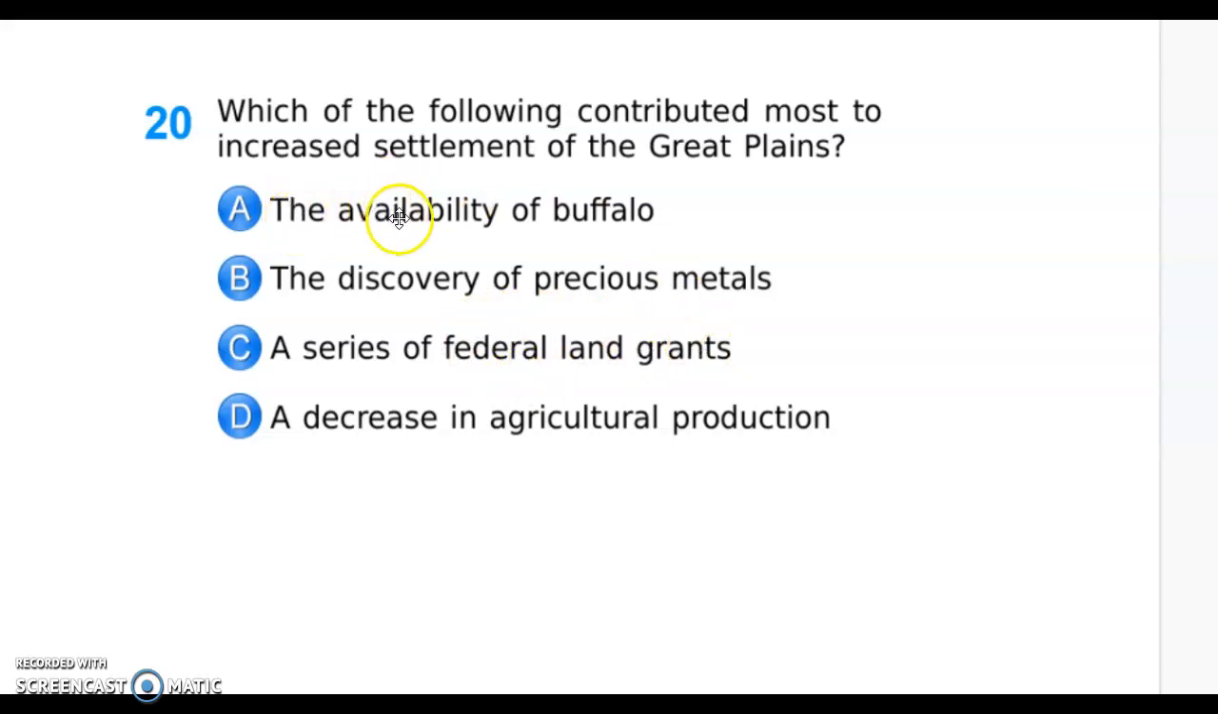A is incorrect because of the availability of buffalo. As the Indians were removed, so were their source of food, which was the buffalo. So the availability of buffalo is very scarce, and that's not what settled the Great Plains. B is incorrect, the discovery of precious metals, because we weren't actually finding metals there. You did have some gold in California and up in Alaska, but the Great Plains did not have precious metals. D is incorrect because of decrease in agricultural production. We already talked about how it was actually an increase in agricultural production as the influx of immigrants came in and people began to move westward.